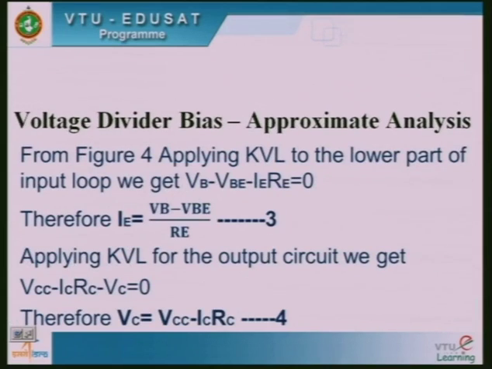From the figure 4, applying KVL to the lower part of the input loop, we get VB minus VBE minus IE RE equal to 0. Therefore, IE is equal to VB minus VBE by RE, that is equation 3. Again, we need to apply KVL for the output loop, but as time is going up, let us continue this in the next class.